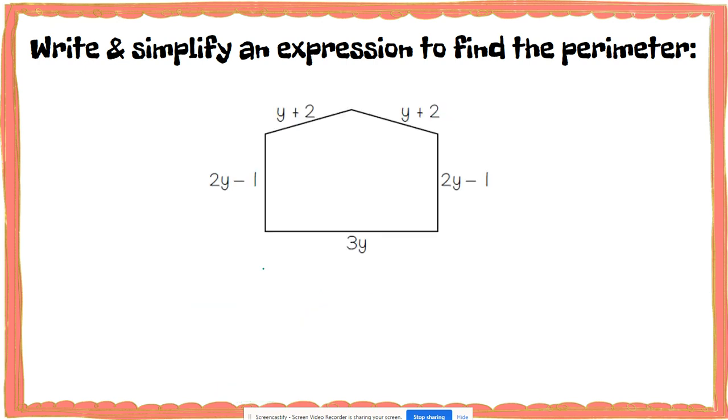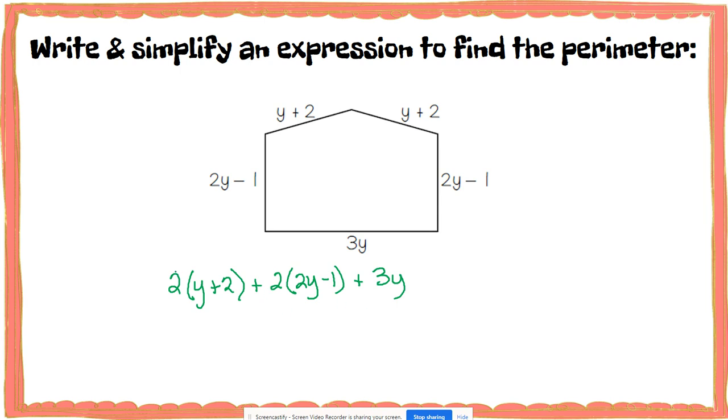Now let's look at this pentagon. To find its perimeter, I am going to add up all of the side lengths. I see that I have 2 side lengths that measure y plus 2. So I can represent this by saying 2 times y plus 2. And then I can add it to my next side lengths. Well, I also have 2 side lengths that measure 2y minus 1. So I can multiply 2 times 2y minus 1. Then I have a 5th side length that measures 3y.